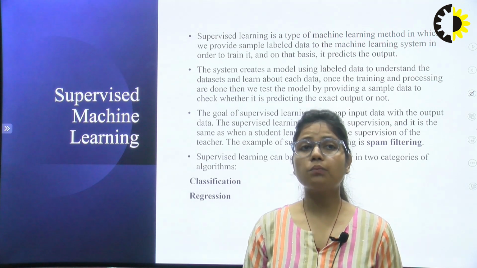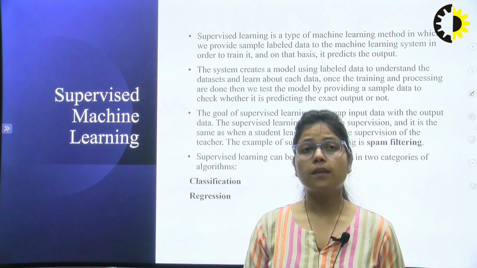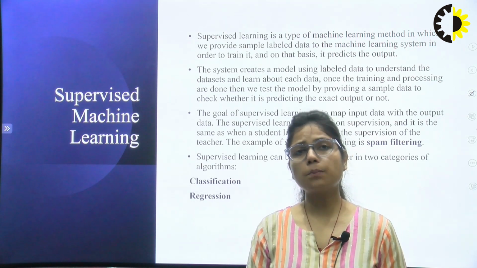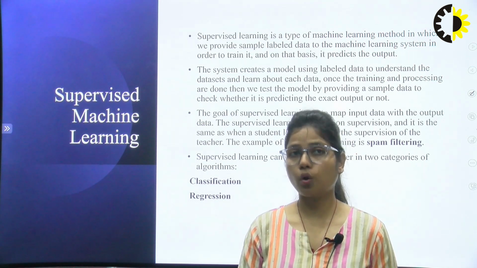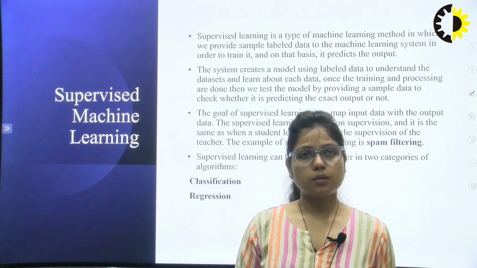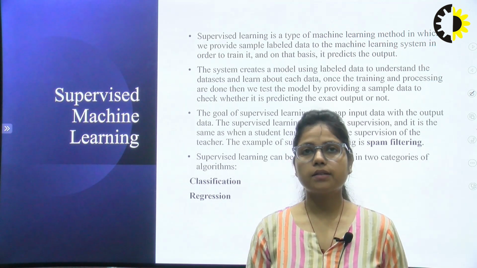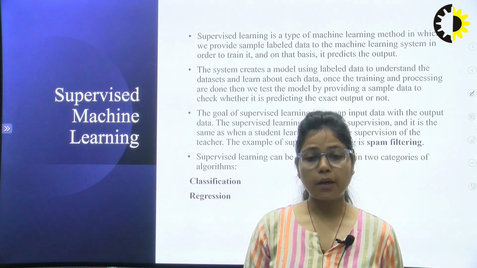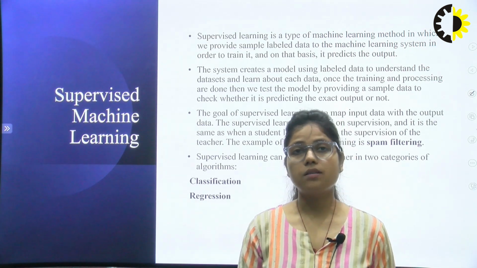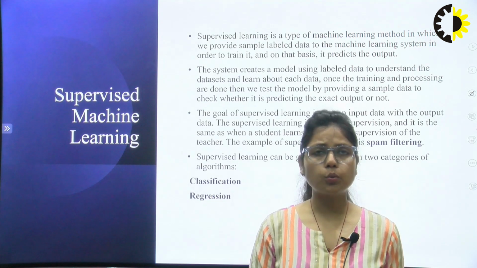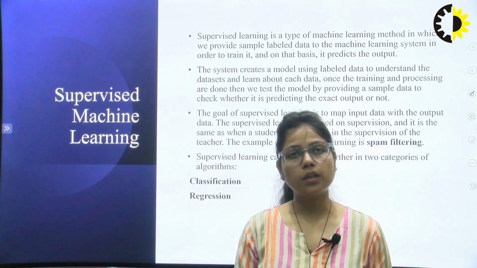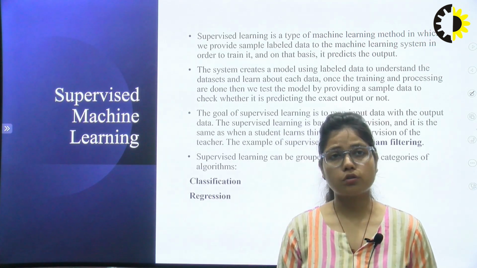Once the training and pre-processing are done, we test the model by providing sample data to check whether it's predicting the exact output or not. The system creates a model using the labeled dataset to understand the data and pre-process it. Sometimes we need to pre-process images, like when we have a 2D image and need to convert it into a 3D image. This is called pre-processing of data.